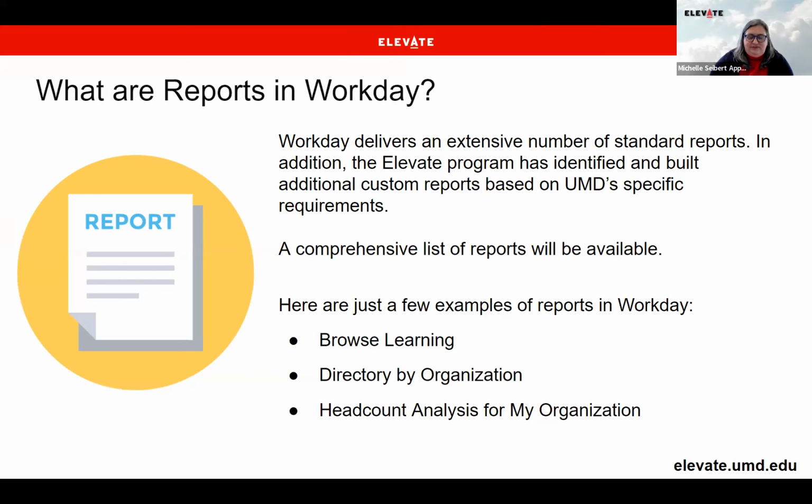To give you an idea of the kinds of reports there are, we're going to be going over the reports that are listed here. We'll look at Browse Learning. That's a report available to everyone, and it's used to identify the learning opportunities that you can complete. We'll also look at the Directory by Organization report, also available to everyone, and that includes a directory listing of workers for one or more supervisory organizations. Those details will include the worker, their supervisory organization, their phone number, and a variety of other contact information. Finally, we're going to look at the headcount analysis for my organization. That's a report available to managers so that they can analyze the individuals within their organization, and they can identify the breakdown of worker type, location, hiring source, etc.